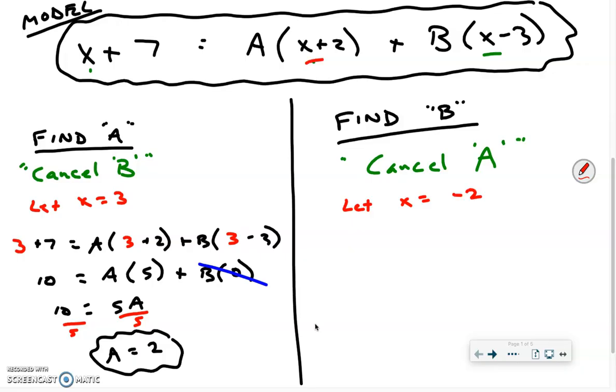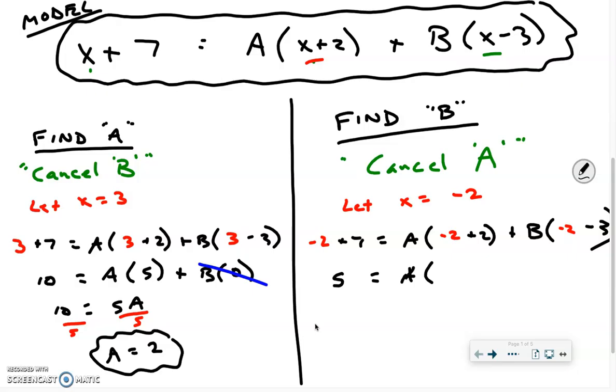So again, x is going to be equivalent to -2. Now when we plug in, everywhere we see an x, we put a -2. So back to the model, -2 plus 7 is equal to a times (-2 plus 2) plus b times (-2 minus 3). And we clean this up. -2 plus 7 is 5. A times -2 plus 2 is 0. B times -2 minus 3 is -5. A times 0 cancels. 5 is equal to -5b, at which point we know what b is.